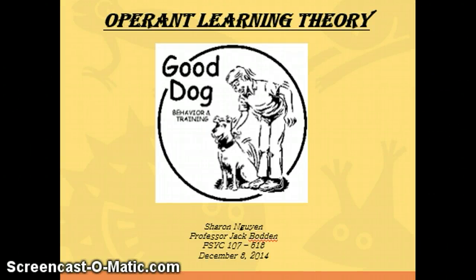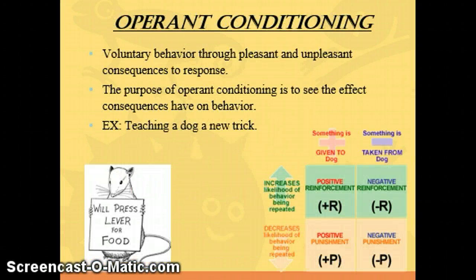Chapter 5. The Operant Learning Theory, or Operant Conditioning. Operant conditioning is the modification of voluntary behavior through pleasant and unpleasant consequences to a response. The purpose of operant conditioning is to see the effect consequences have on behavior. When a person performs a voluntary action, it is to get something they want or avoid something they don't want.